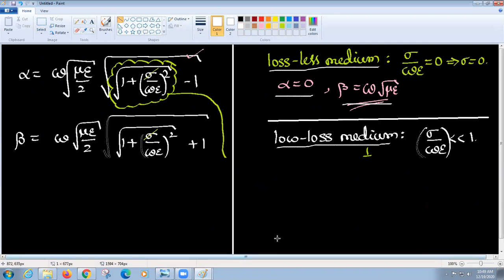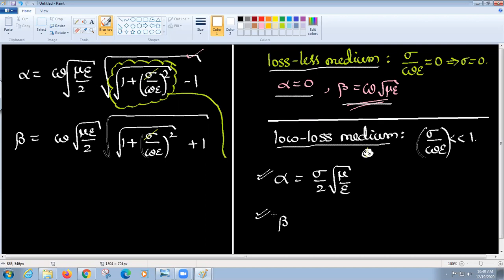After this, you have the Poynting theorem. If you complete that, we can solve problems. And of course, you also have skin depth. So in a low loss medium, alpha is equal to sigma by 2 times the square root of mu by epsilon. What about beta?